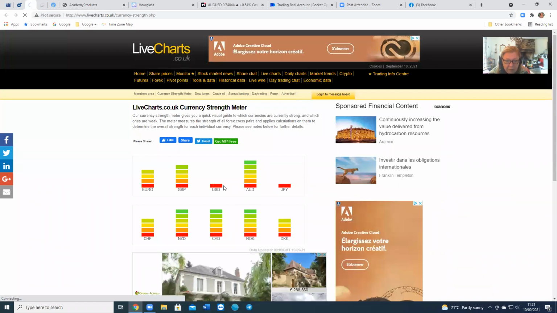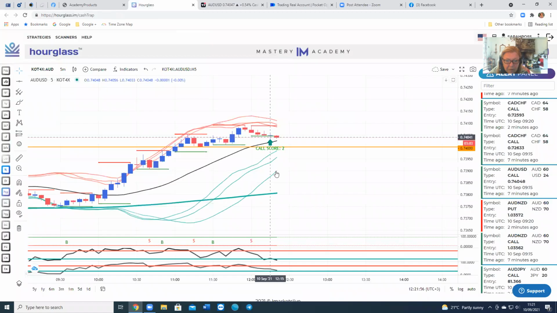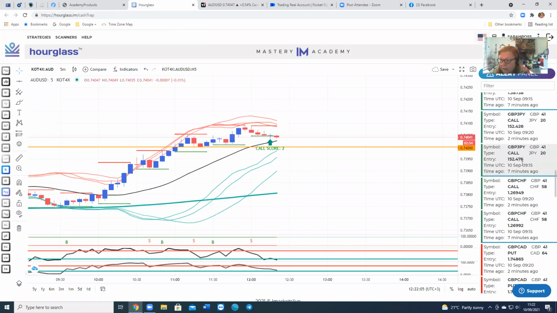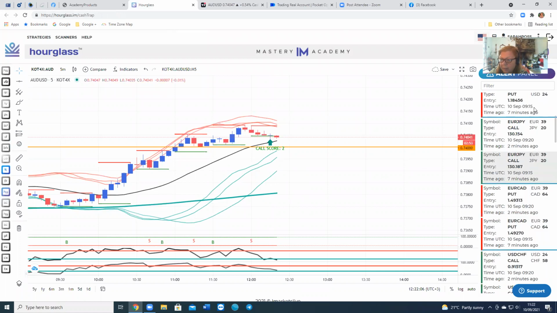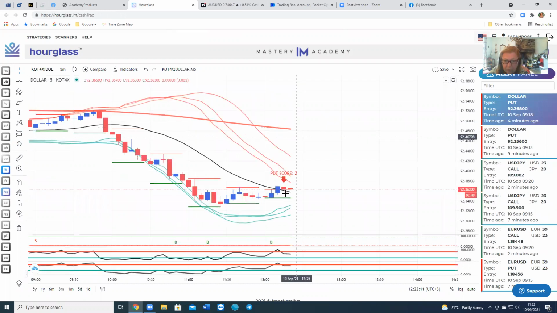And it's still 6 bars to 1 bar on the US dollar. I do not want to be taking puts. Let's look back up and see what the dollar is doing, in 5-minute increments as well. So the dollar is a put score of 2, so it's still hovering in the middle.